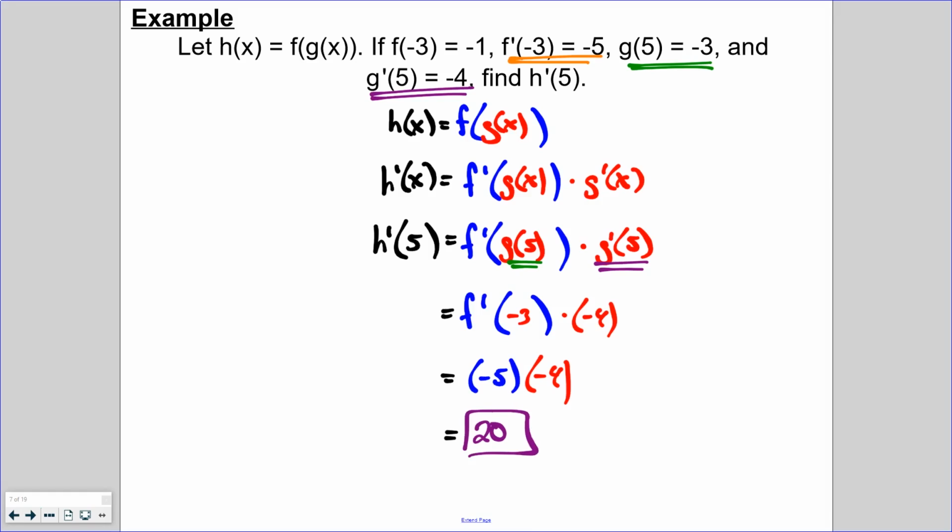And as you can see before, they tried to trick us. They gave us a piece of information that is not needed.